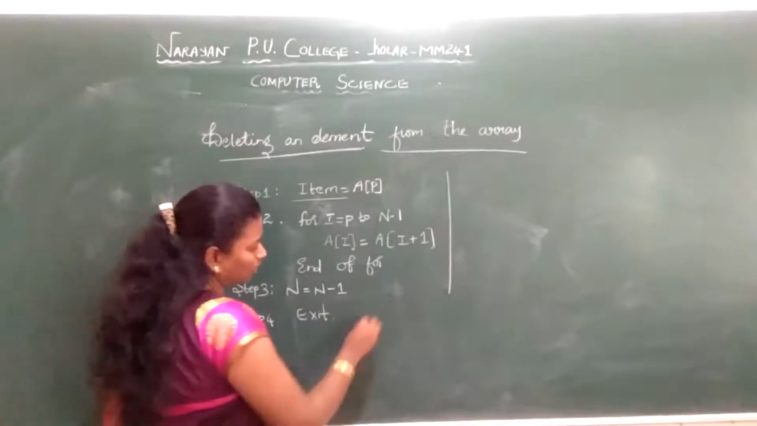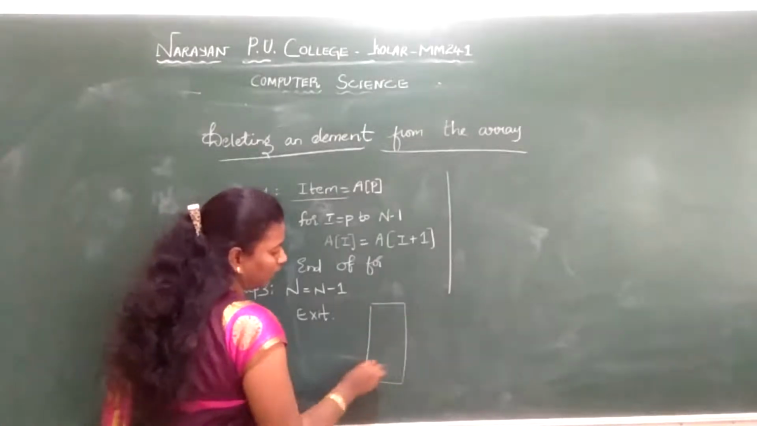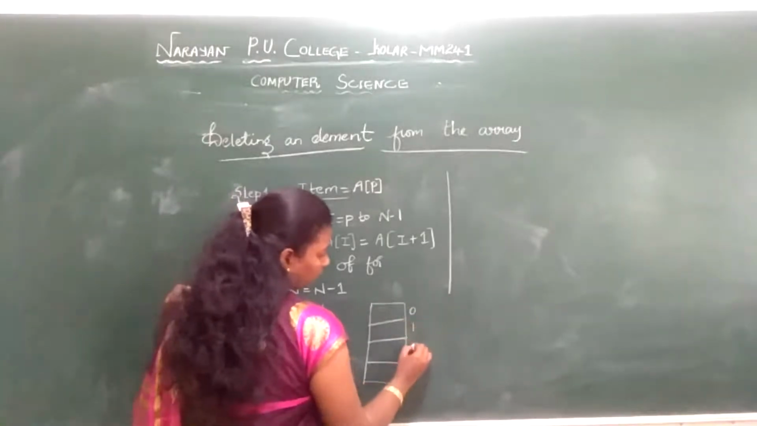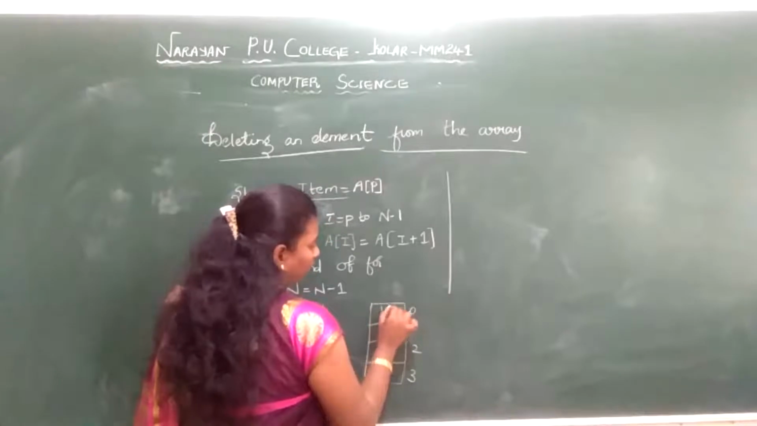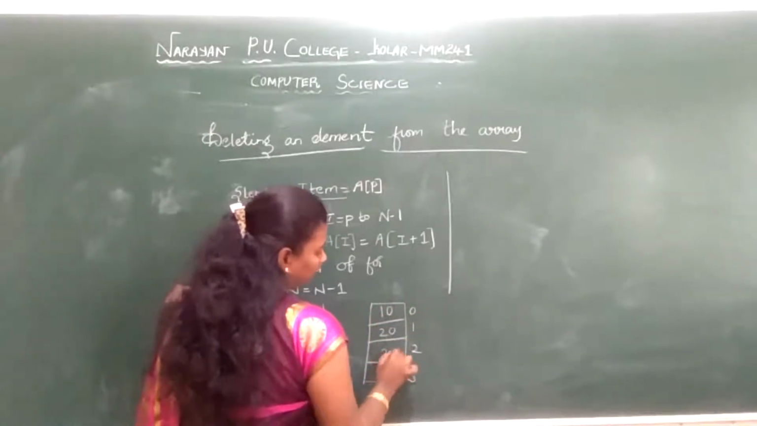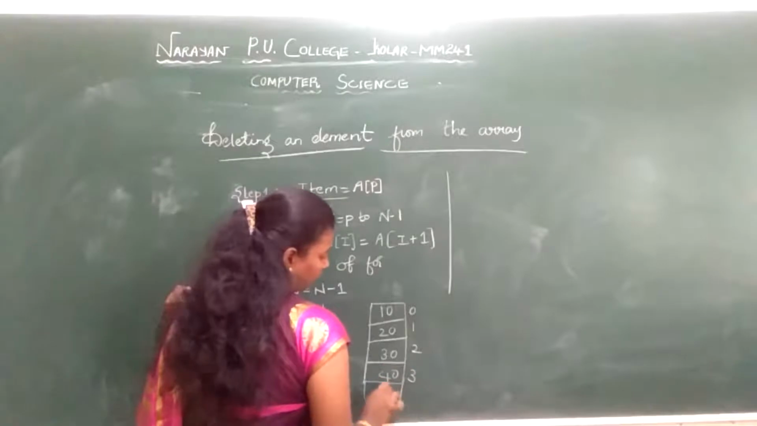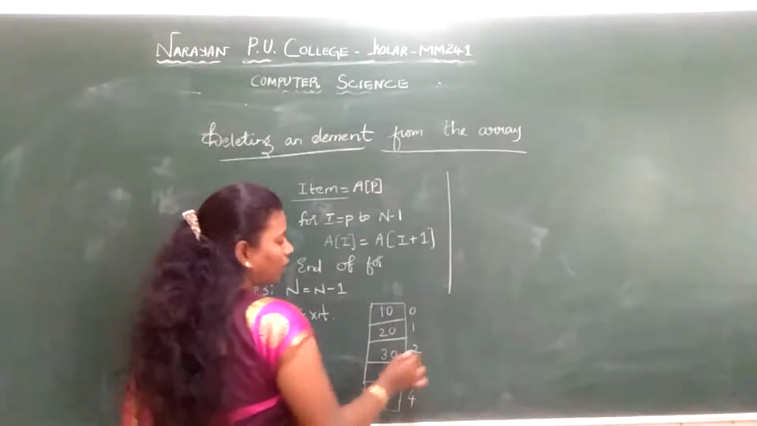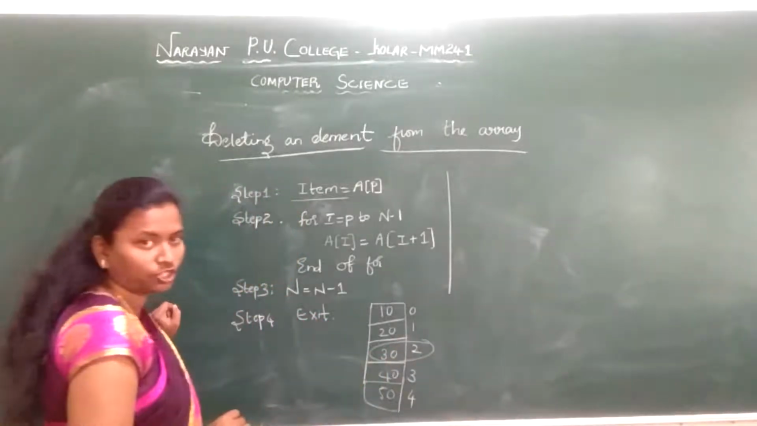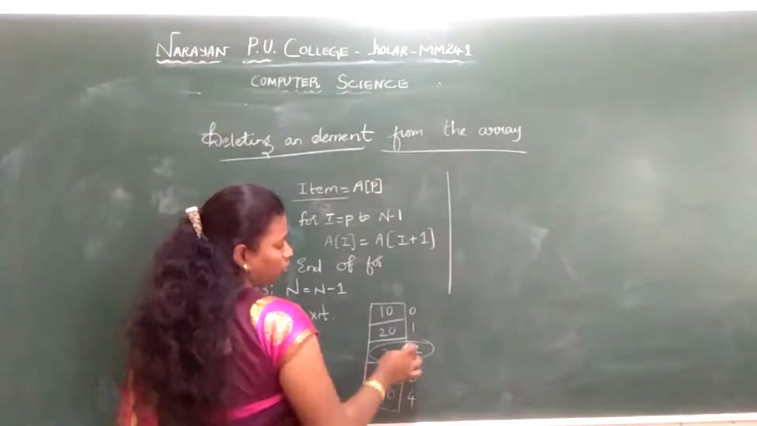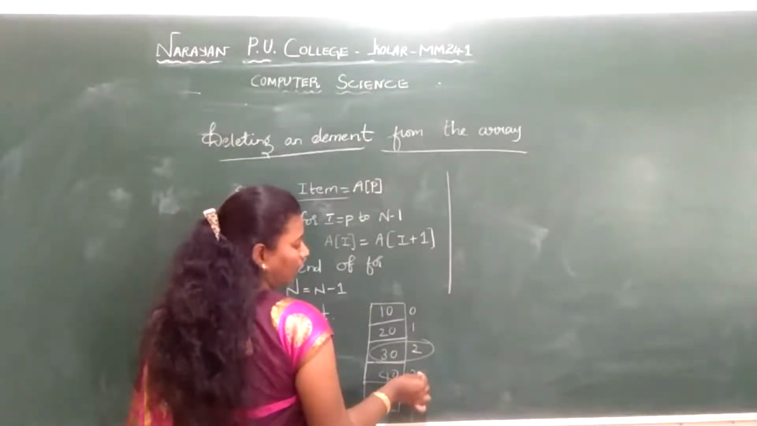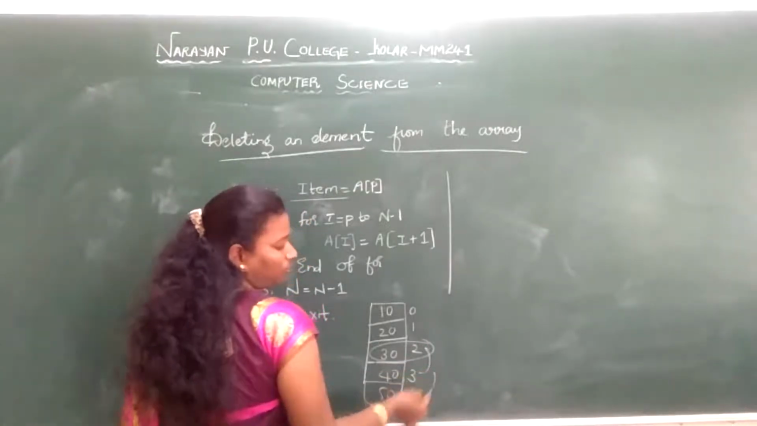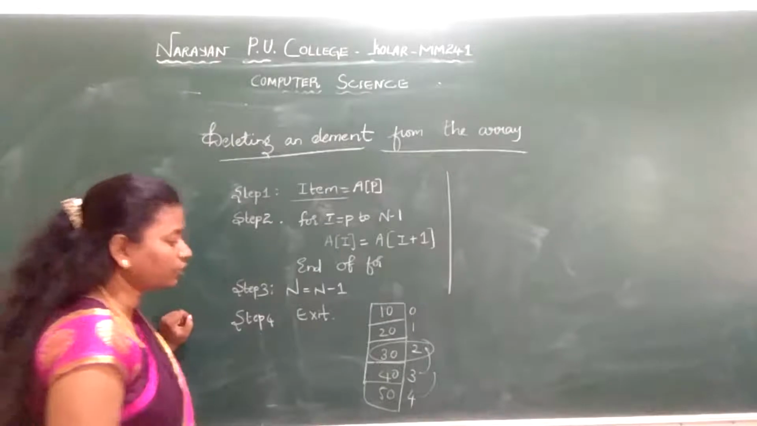Now for example, let me consider an array with 10, 20, 30, 40, 50. So the array size is 5. I have inserted 5 elements. Now I want to delete the element 30 at position 3. If I delete the element at that position, what happens after deleting? I have to shift 40 to the previous position, and 50 to the position after that. So only shifting happens here.